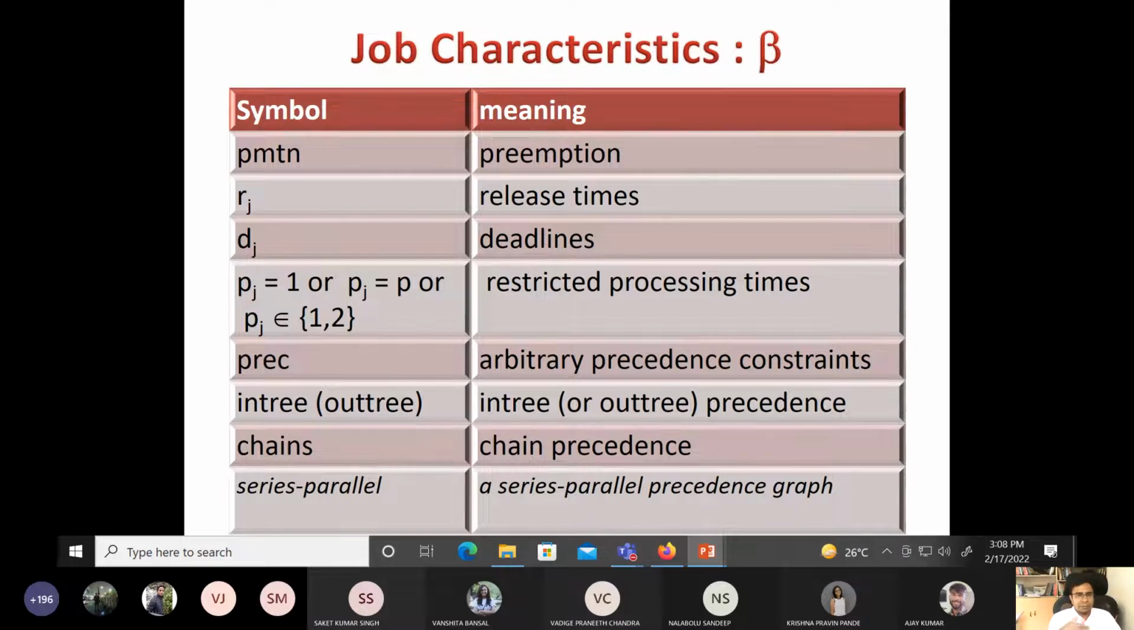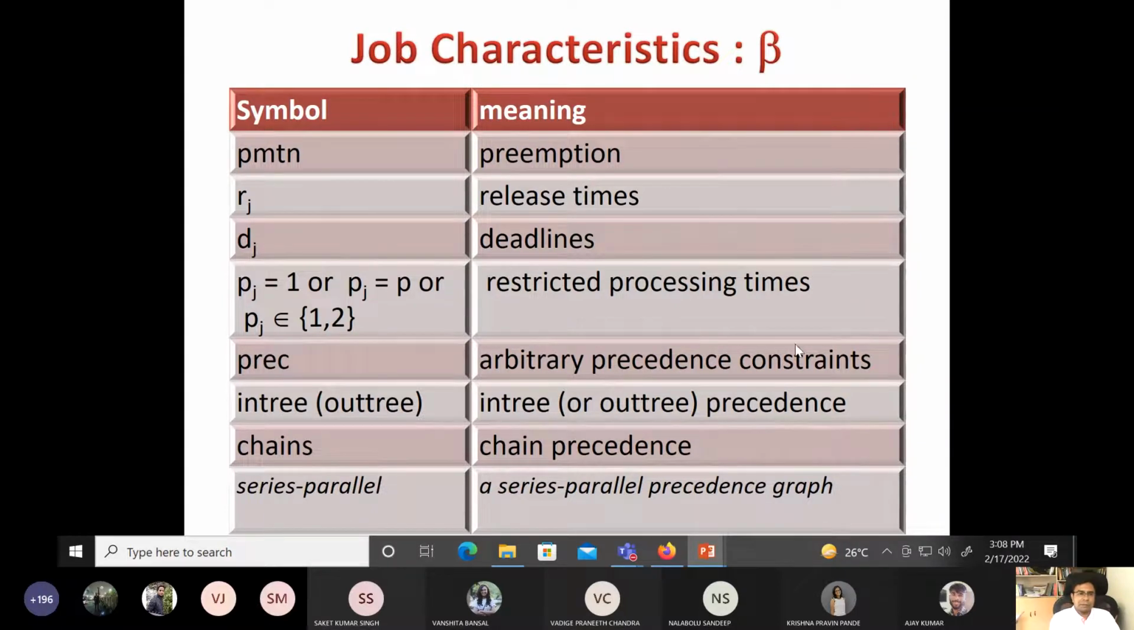Okay, so release time. RJ is the release time: at what time a task comes to the system. And another thing is the deadline: at what time this task needs to be finished, before that time.